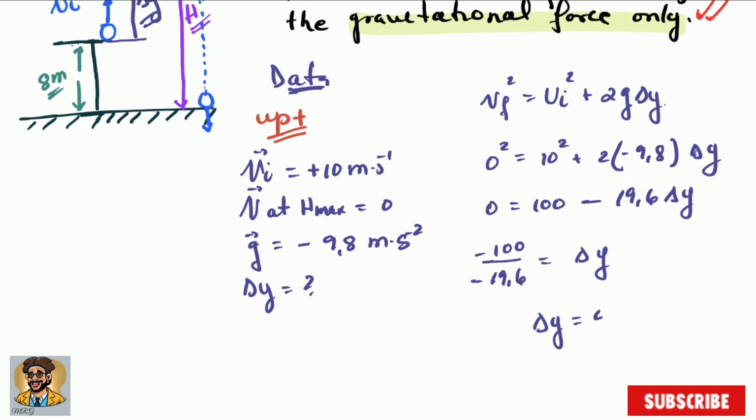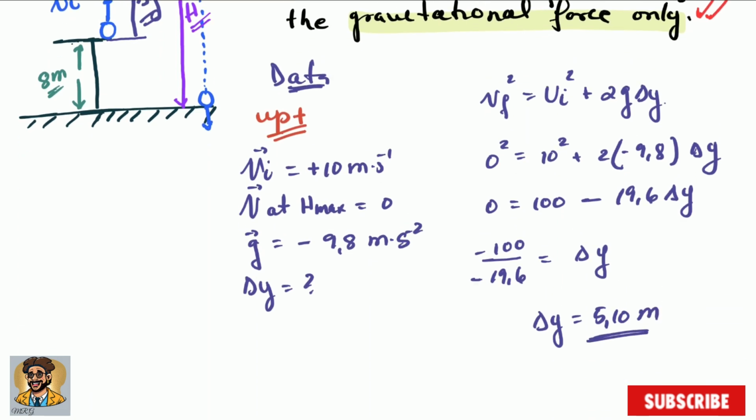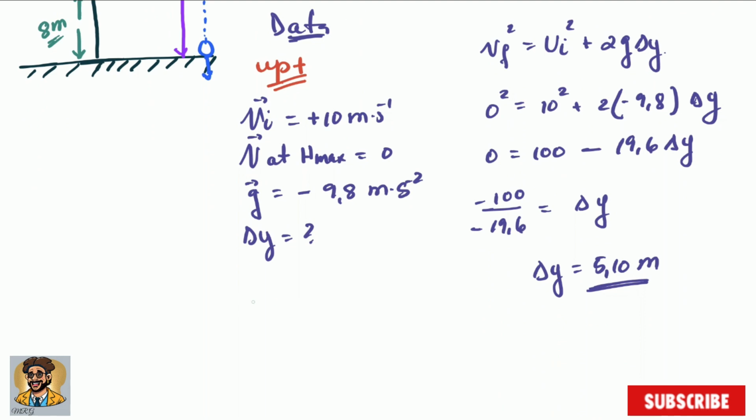So the answer here is 5.10 meters. This is the maximum height from the release point. The question says maximum height from the ground. So the maximum height this object reaches from the ground will be the addition of 80, which is the height of the building, plus this displacement, which is 5.10.